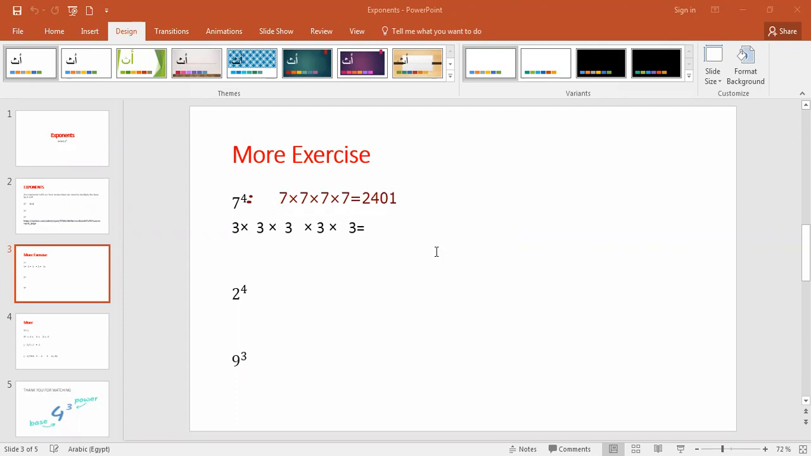Okay, another example. In this equation, we write the base value. How many repeated times? 3 times 3 times 3 times 3 times 3. So the base value, power of, 3 power of 5. 3 times 3 is equal to 9, times 3 is 27, times 3 is equal to 81. 81 times 3 is equal to 243.